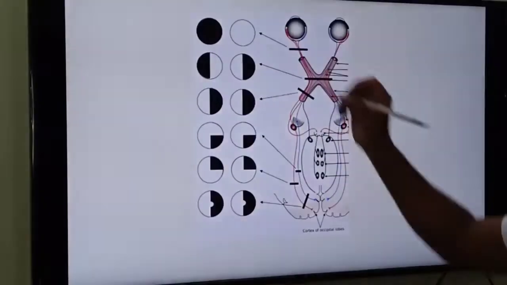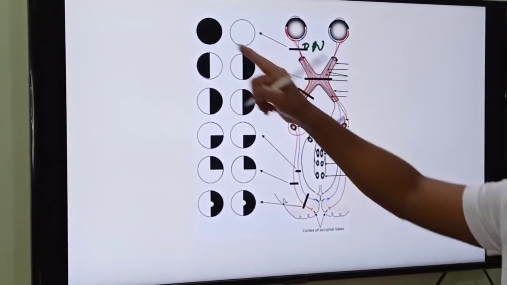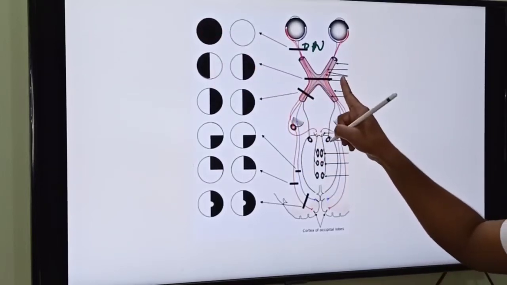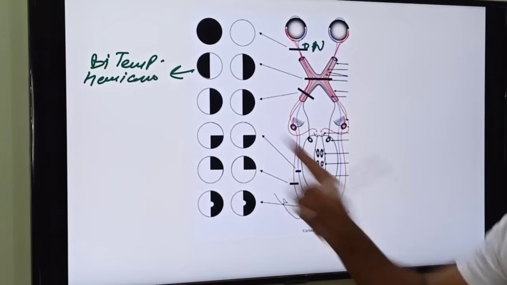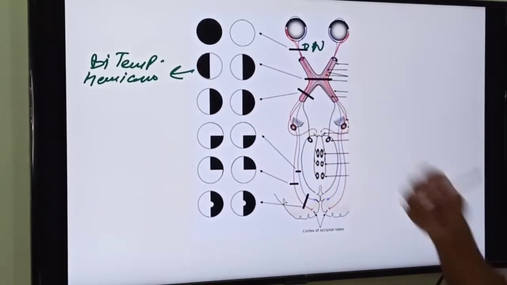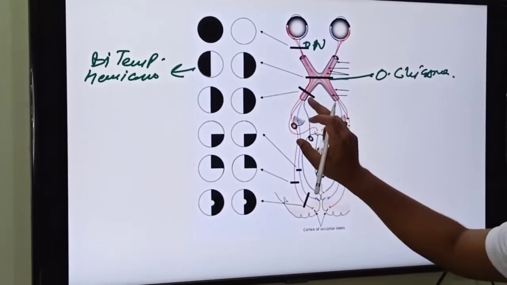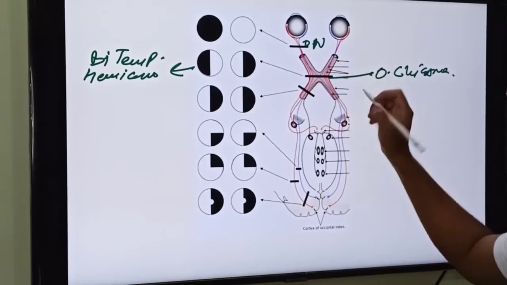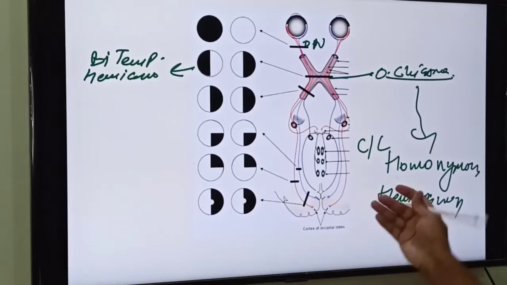Now remember this. Suppose this is the optic nerve. If there is a problem of the left side optic nerve, the whole of that eye's vision will go. This is the optic chiasma. This is called bitemporal hemianopia, because the temporal side of this is gone. When there is a problem beyond this, below this, there is always a contralateral homonymous hemianopia. Remember this is a fact.